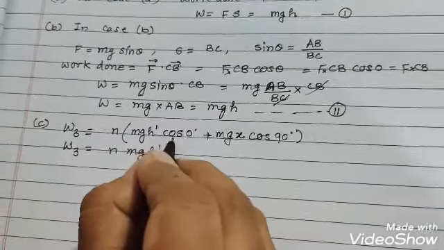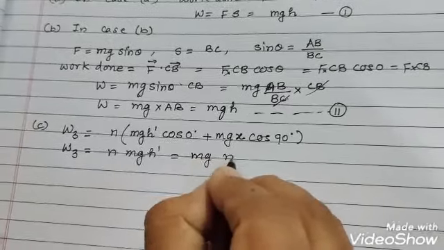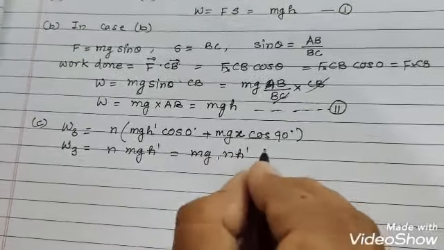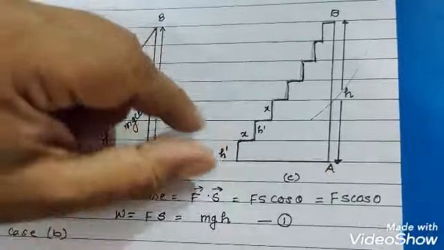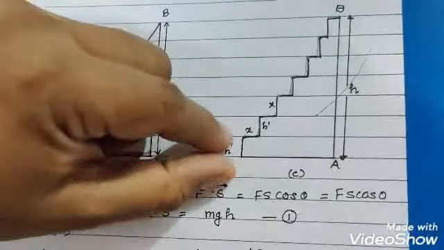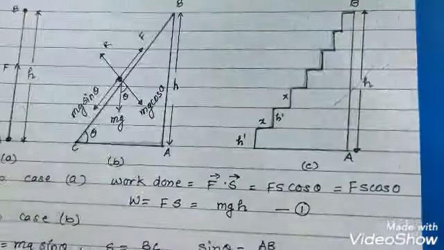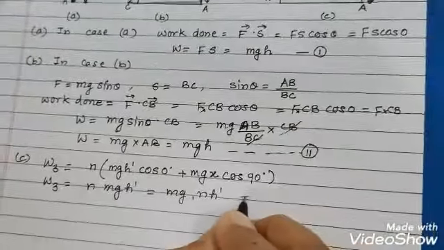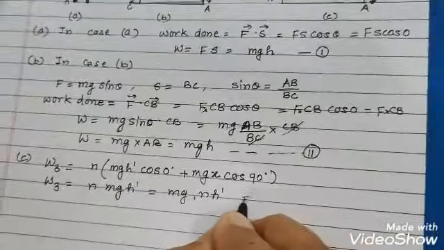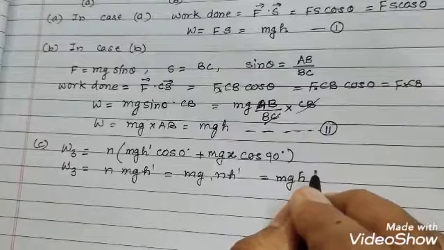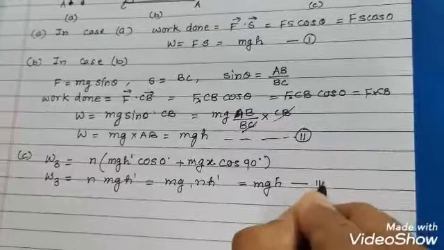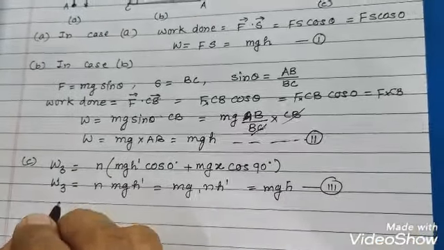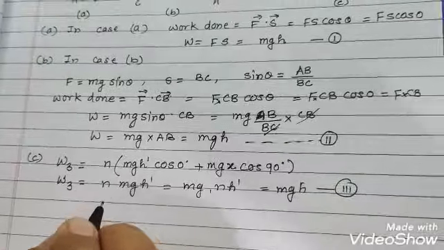Now this is mg and n times h dash. N times h dash means this small distance h dash plus h dash plus h dash, which if we add, gives the total h here. So n h dash we will replace by h. This is equation 3. That means the work done we find here is equal to mgh.